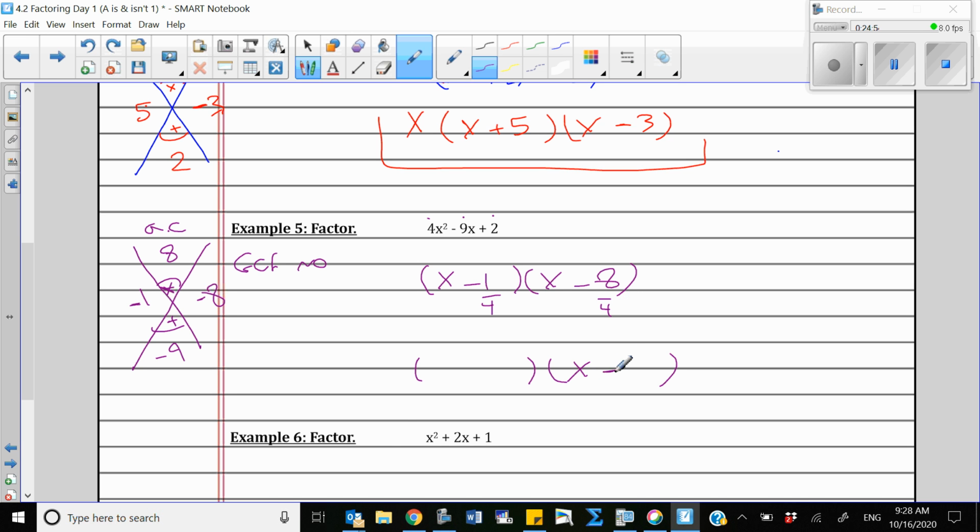So I'm going to write x minus 2. Is 1 divisible by 4? No. So just slide it into the front of the x. So this is 4x minus 1. And that's my answer.